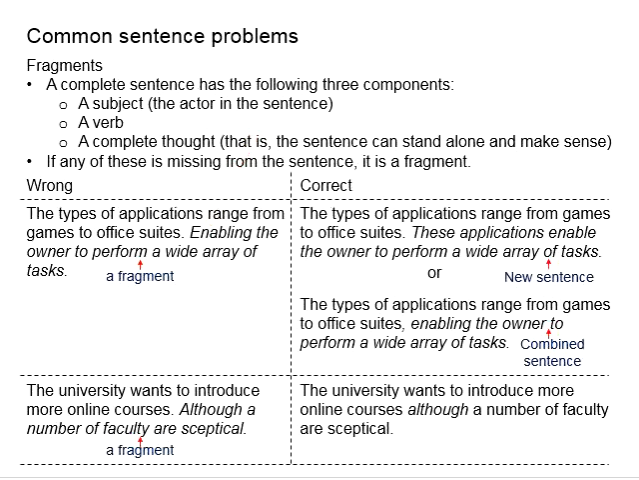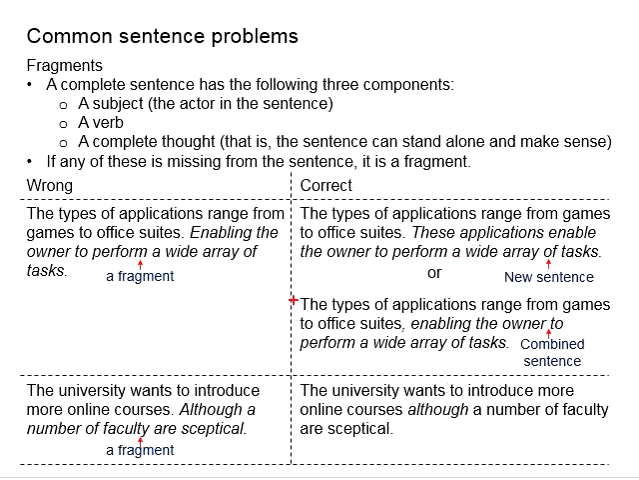To correct this, you can use either of these versions. First: the types of applications range from games to office suites. These applications enable the owner to perform a wide array of tasks. What you are doing here is constructing a complete second sentence by incorporating the subject, which is the actor in the sentence. Now that your second sentence is complete, it is no longer a fragment.